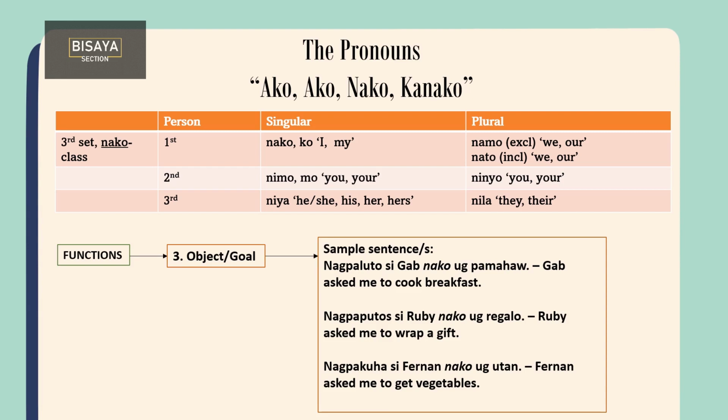Nagpakuha si Fernan nako og utan. Fernan asked me to get vegetables. Okay. And I'm also doing it. I'm doing what the goal of the verb is trying to achieve.